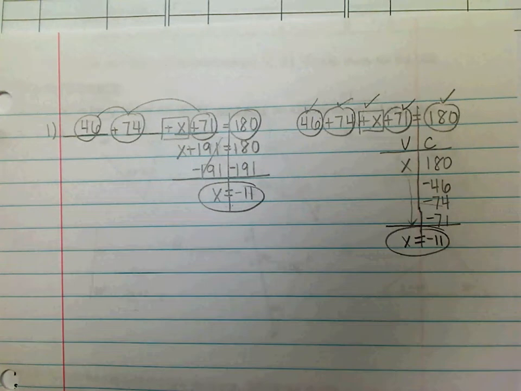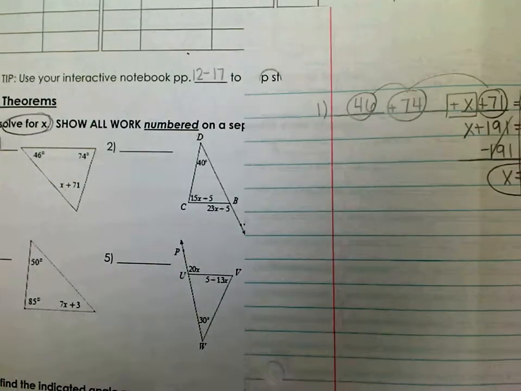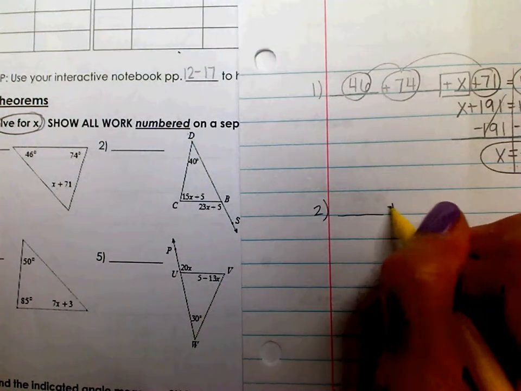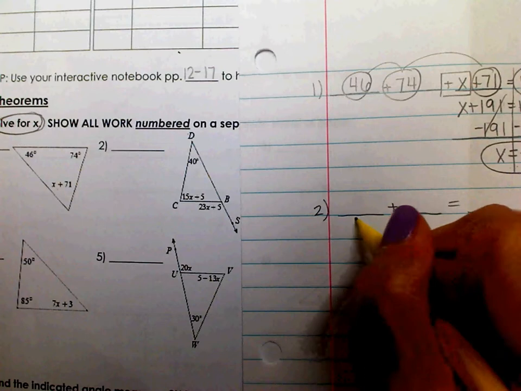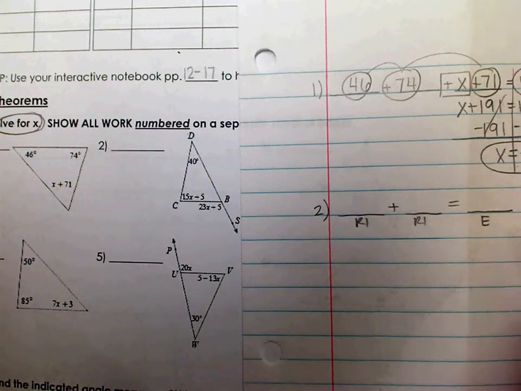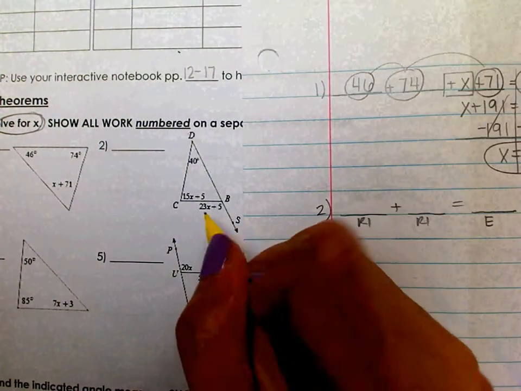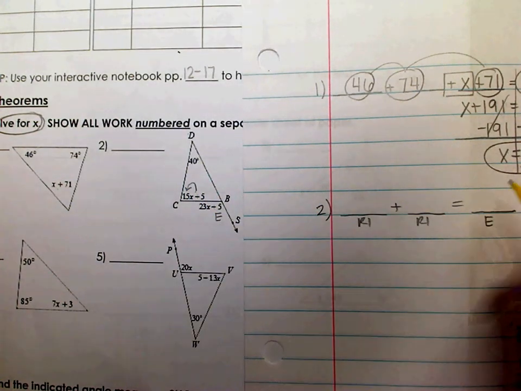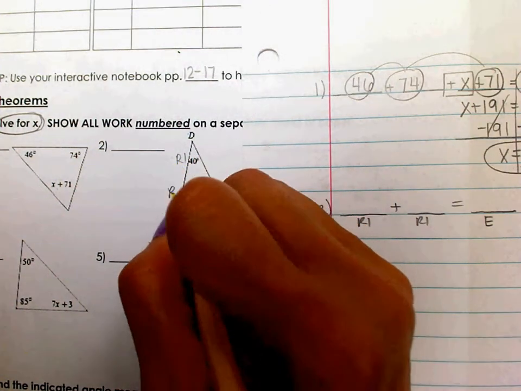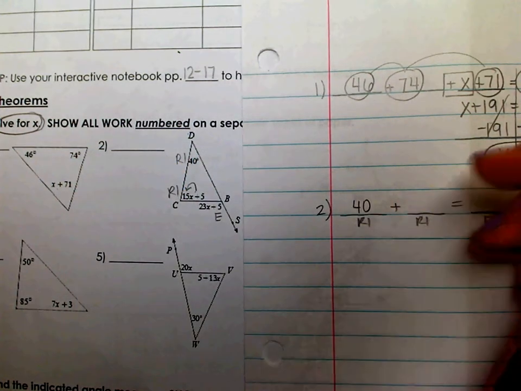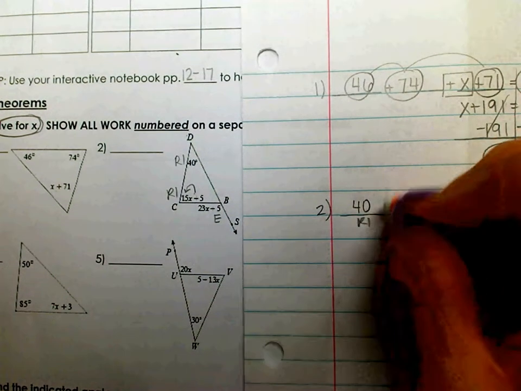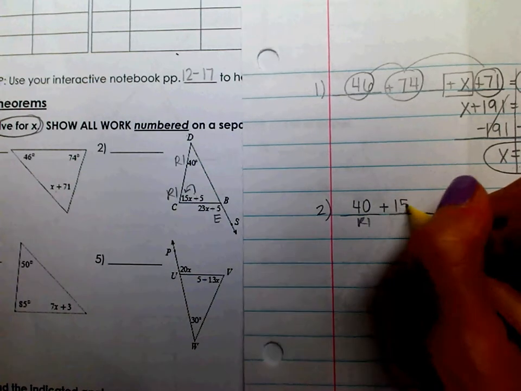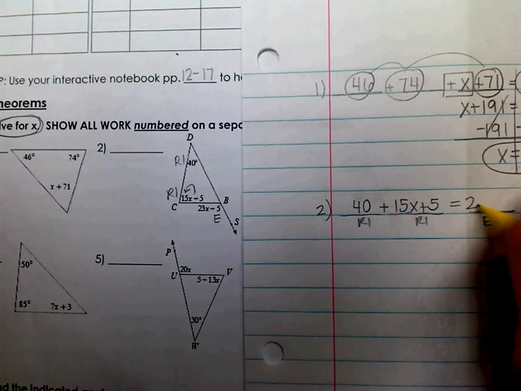Let's go ahead and go to number two. All right, number two, I see an exterior angle, which means automatically I should go right to this: blank plus blank equals blank. So remote interior plus remote interior equals exterior. This is my exterior angle right here, and this is my remote interior. So we got 40. Maybe I need to make room for the other one, so thank goodness for erasers. 40 plus 15x plus 5 equals 23x plus 5.